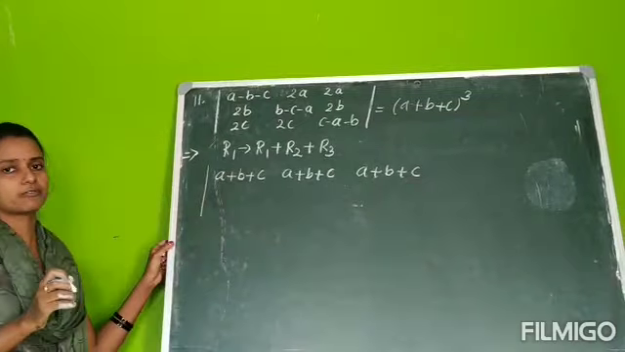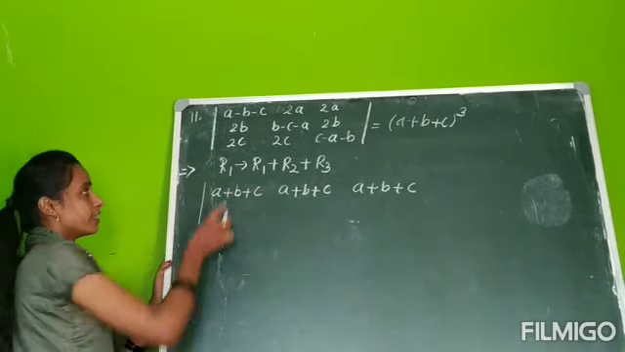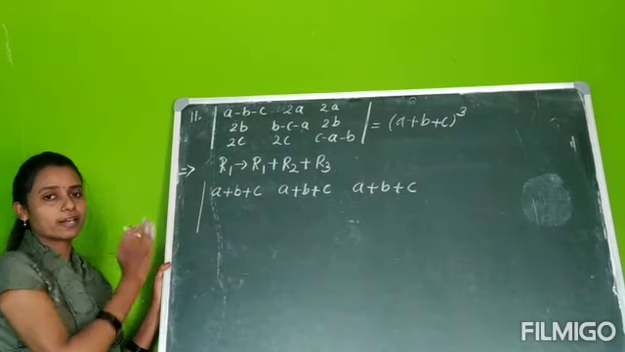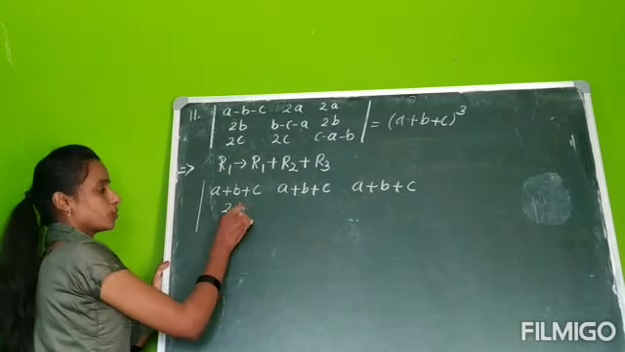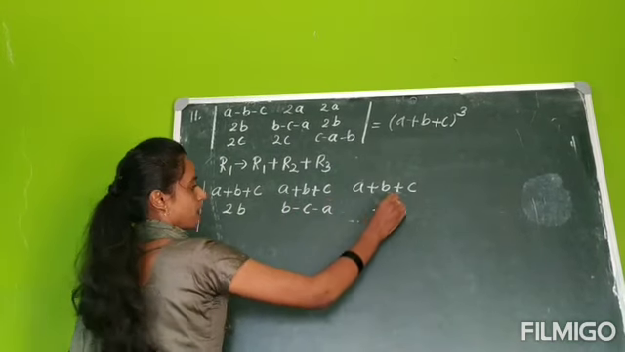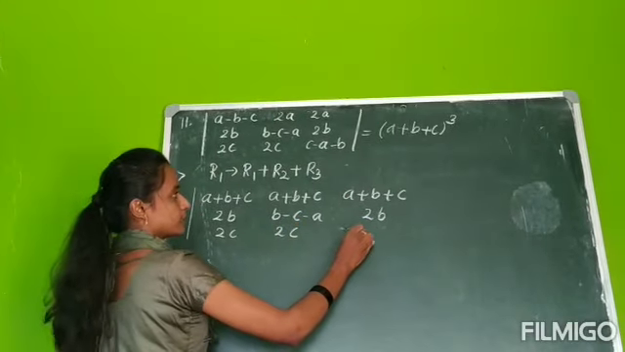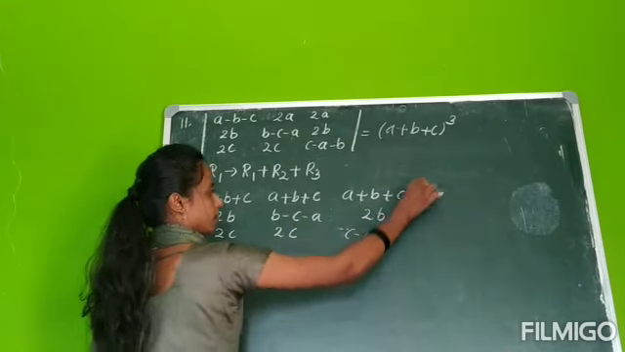You want to just cross verify. So here I wrote only the operation 1. That means the second and the third row you need to write as it is, which is 2B, B minus C minus A, again 2B, 2C, 2C, C minus A minus B.